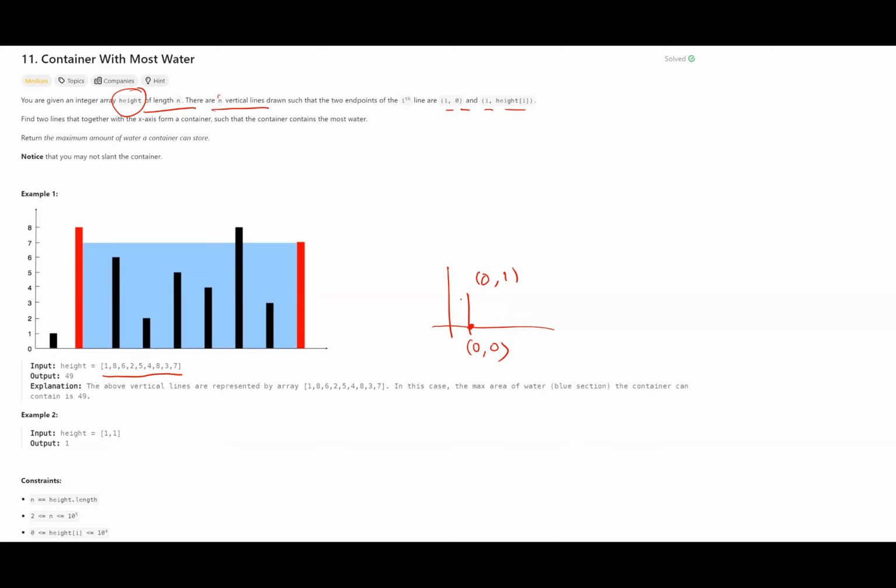That means each of these values represents the height of the line. So this one, you see the first one represents height 1, the second one represents height of 8 at position at index 1, right? And the last one represents height of 7, the line height is 7 at index 8. Okay, so we have to find the area between two lines that can contain the most water.